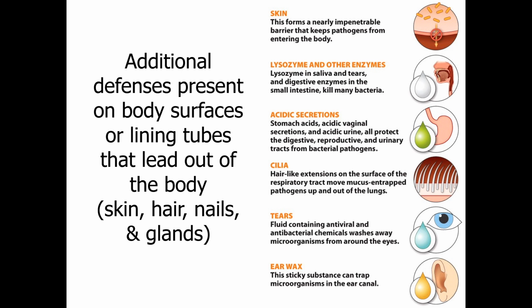Additionally, besides the skin, we have a variety of other protective mechanisms. We talked about some of these, like acidic secretions, cilia, other things, enzymes, lysozyme in your saliva, your tears, enzymes in your stomach and intestines that kill bacteria, other chemicals in your tears that help to kill and wash away stuff. Earwax can trap microorganisms so they can't get deeper down inside your ears. So lots of protection.